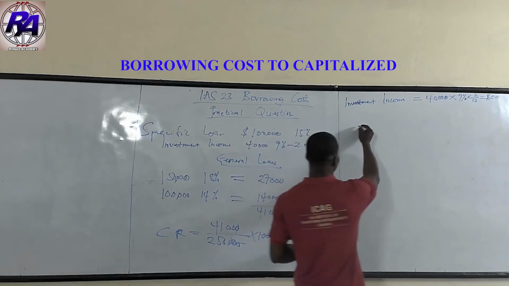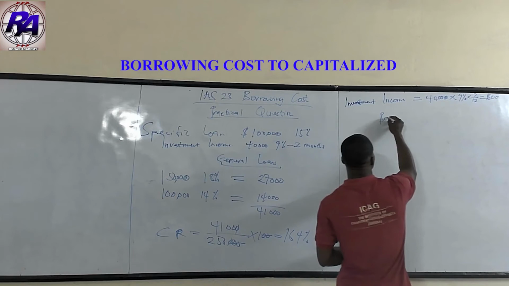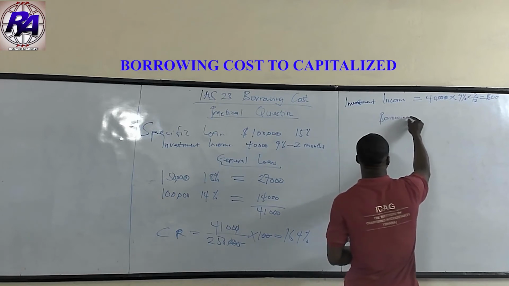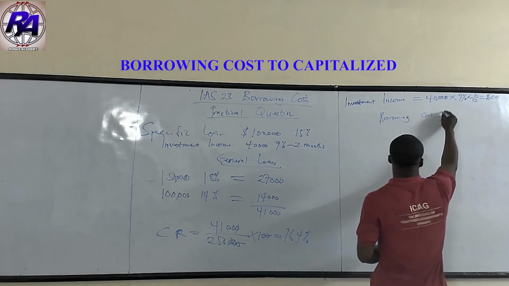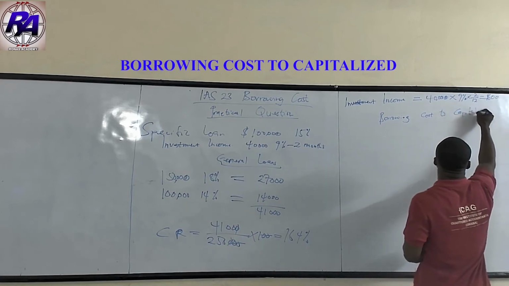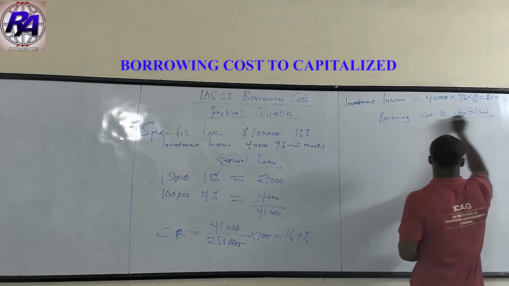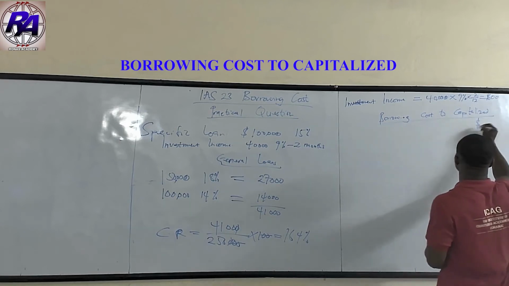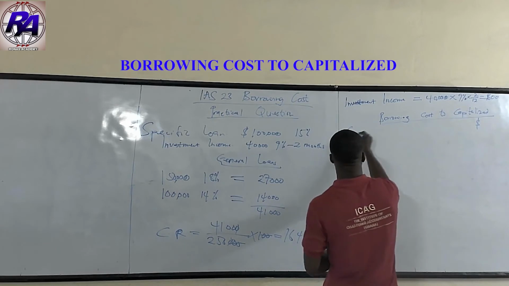Now, what amount should be capitalized in the books of the entity? So let's look at the borrowing costs to capitalize. We have our dollar sign here. The first one, let's look at our specific loan.